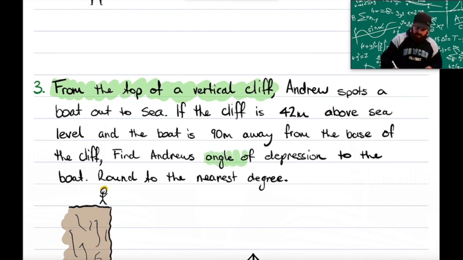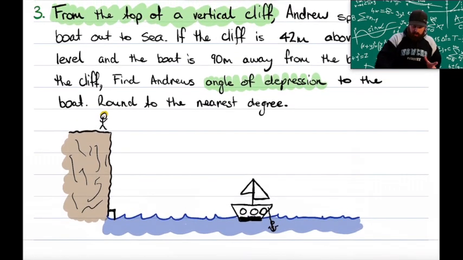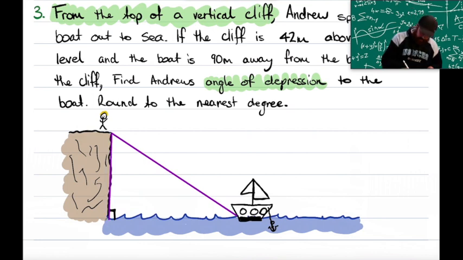So we were looking for the angle of depression to the boat. So from the top of the cliff, we're going out and then we're looking down to the boat. So here's a little bit of a diagram we've got going on there. Let's add this triangle in there to see what it looks like. So from Andrew at the top of the cliff, there's the boat, down to the boat. We know that the cliff is over there, and we were told that the cliff is 42 meters tall, and that when we come out to the boat, sorry, that's a dodgy triangle, is 90 meters away from the cliff.